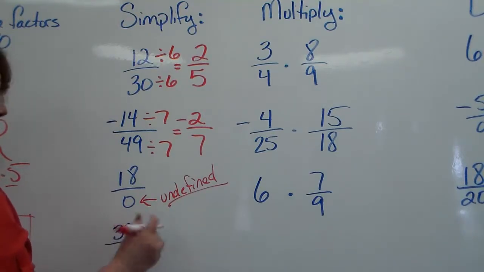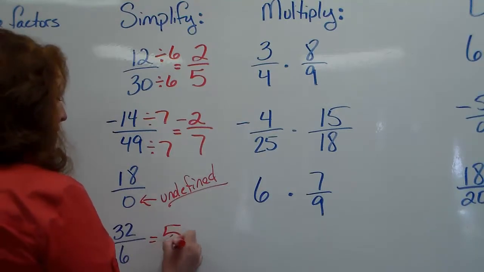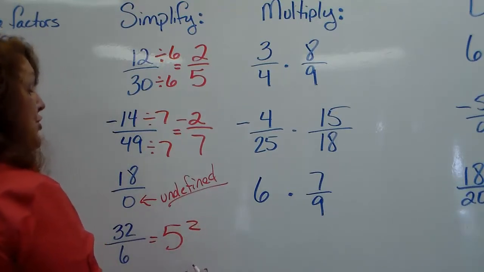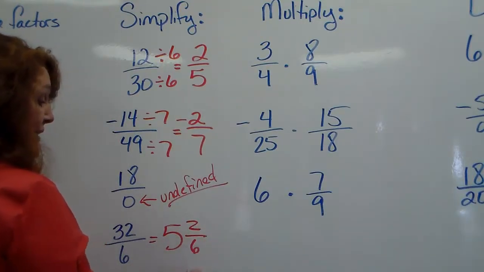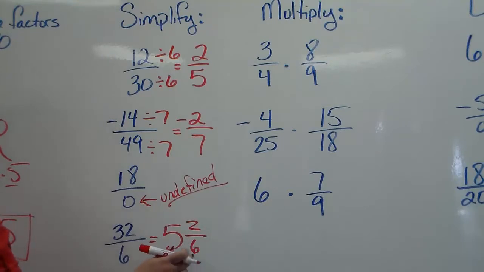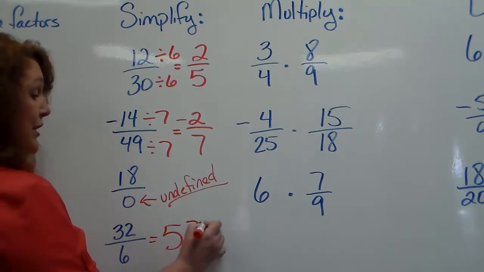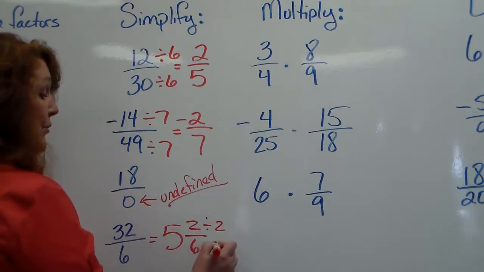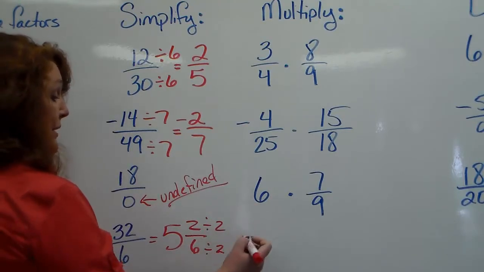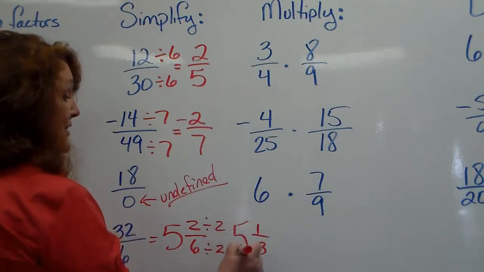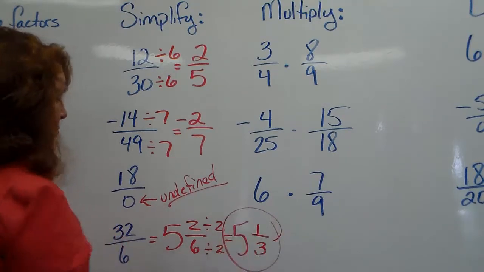6 goes into 32 5 times. 5 times 6 is 30. That leaves me 2 leftovers. 2 what? 2 sixths. Now it's a lot easier to simplify this fraction because I know that 2 goes into both of these. 2 divided by 2 is 1. 6 divided by 2 is 3. So my answer is 5 1/3.